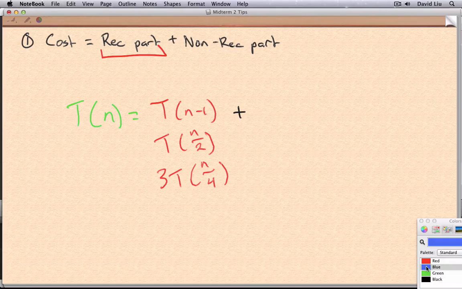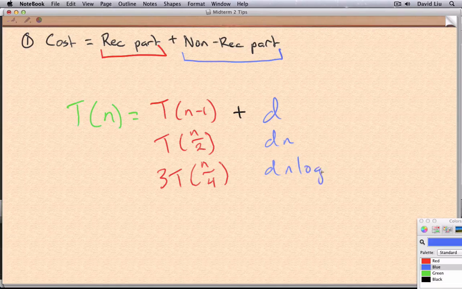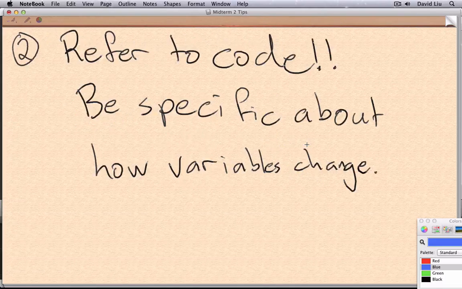You also need a non-recursive part. And this will look something like d or dn or dn log n. And remember that you can get this term by analyzing the asymptotic runtime of all of the non-recursive steps in the code. Speaking of code, make sure you refer to it.